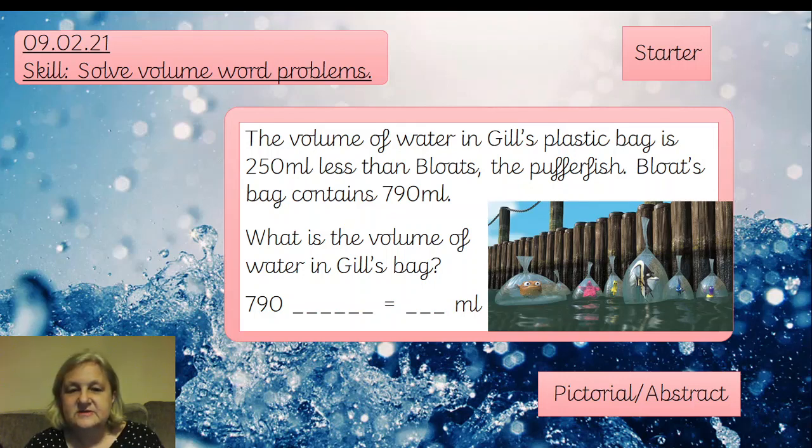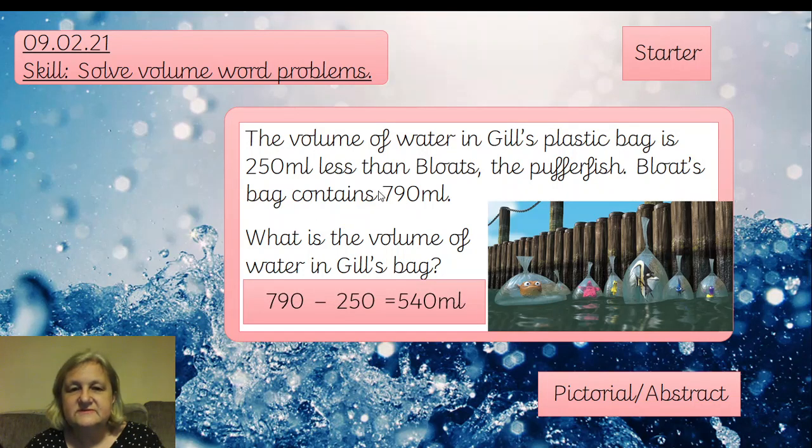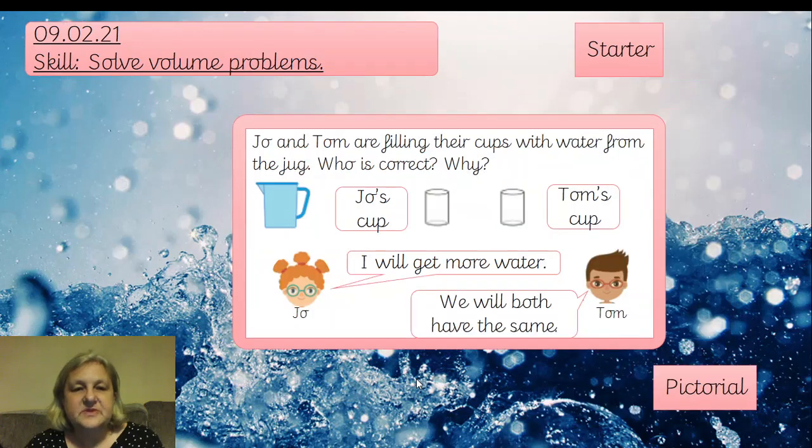Okay, we'll put the answer up for you. So we've got 790, take away 250, which is 540, and we can check that works by doing the inverse, by adding 250 plus 540. So 250 plus 500 is 750, add on 40 is 790. So it's just a real quick way of making sure we've got the inverse, and it works.